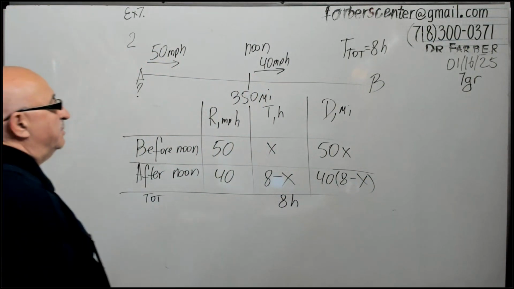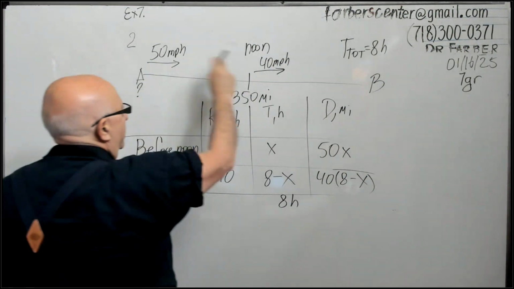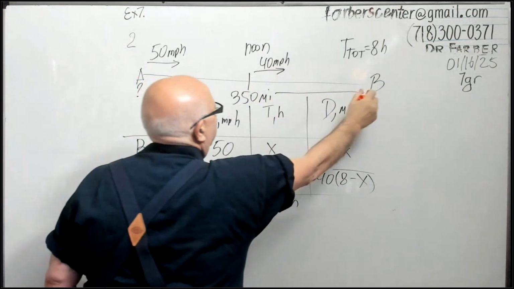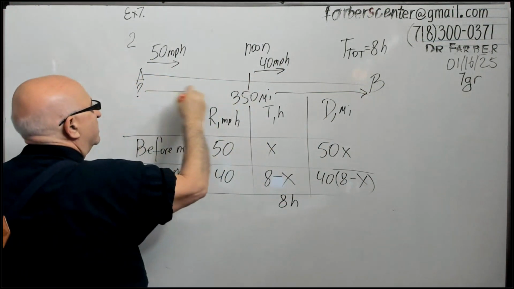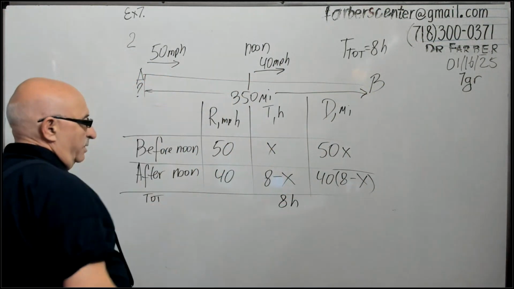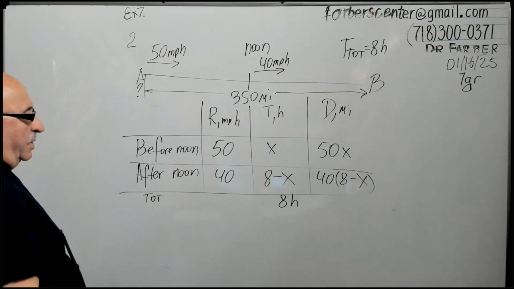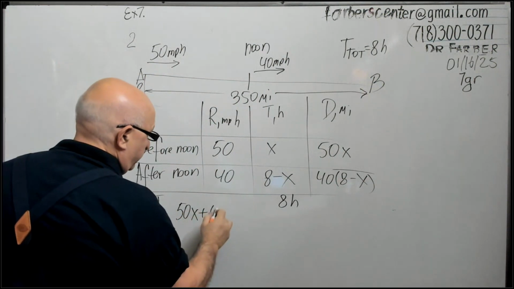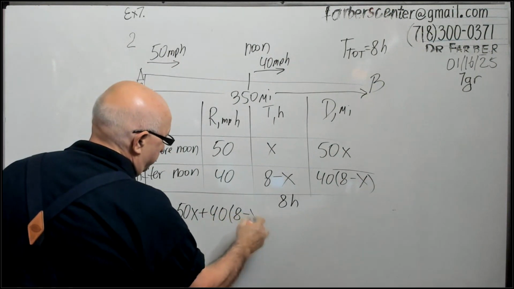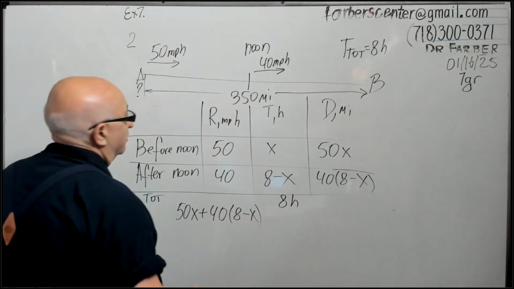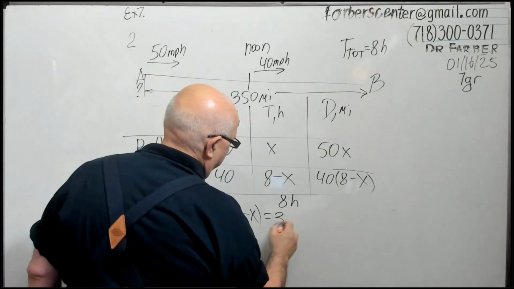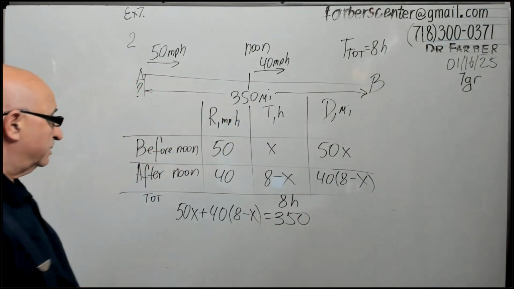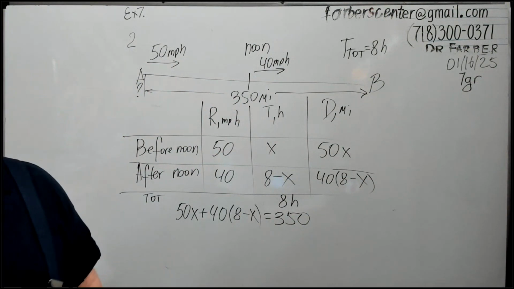If you see from this picture like we did before, this segment plus this segment give you 350. You can make these lines like this also, to make it perfect. And you can write 50x plus 40 times 8 minus x equal to 350. After that it's just mechanics. Do you understand this 100%?